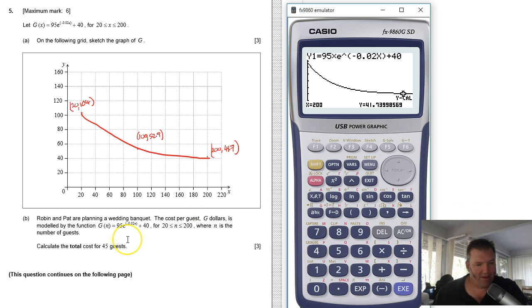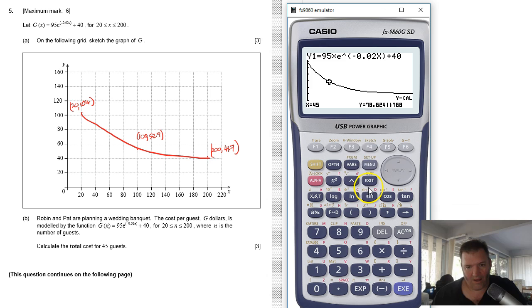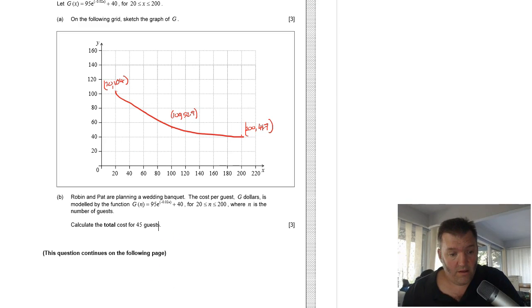We're done. Calculate. Robin and Pat are planning a wedding banquet. The cost per guest in dollars is modelled by that function, where n is the number of guests. Calculate the total cost for 45 guests. We're familiar with this process now. Shift G-solve, calculate the y value when x is 45. Execute that, and we've got a cost of 78.62411.